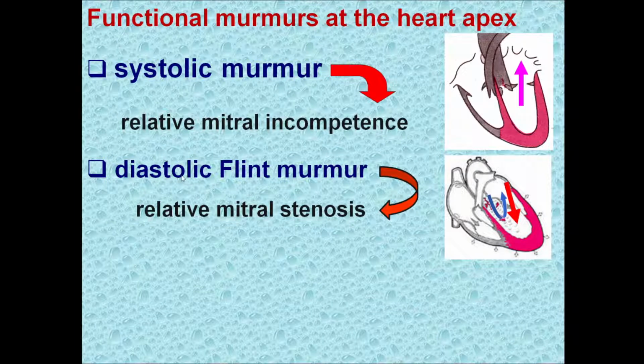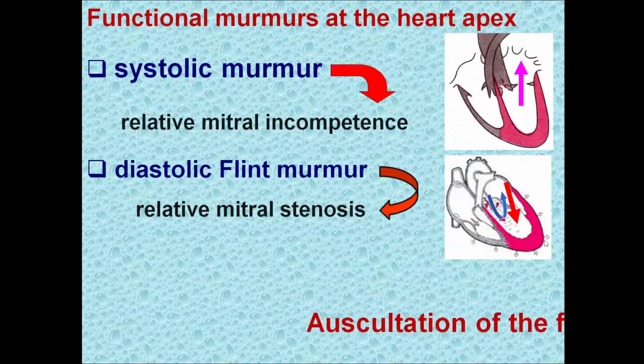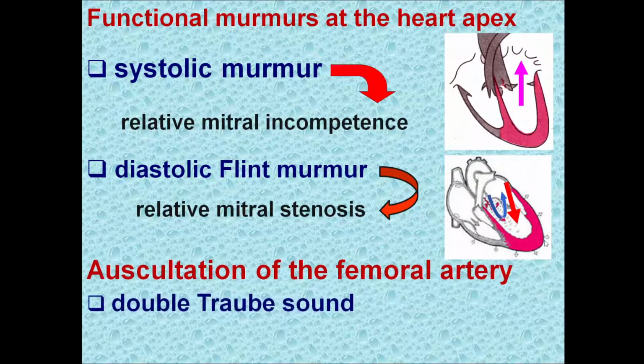Over the heart apex, a patient with aortic regurgitation will have two murmurs, systolic and diastolic, but both murmurs are relative because they are not connected with an anatomic defect. We will reveal specific symptoms during auscultation of the femoral artery.